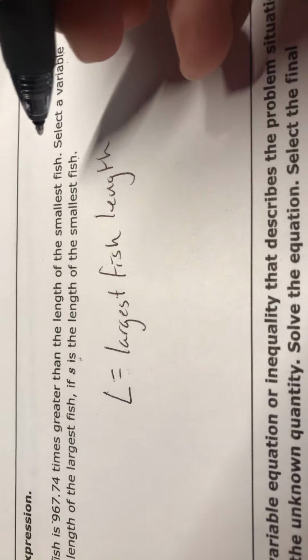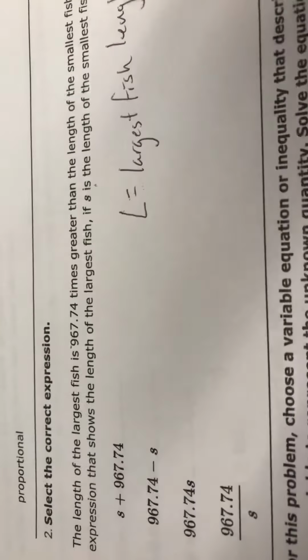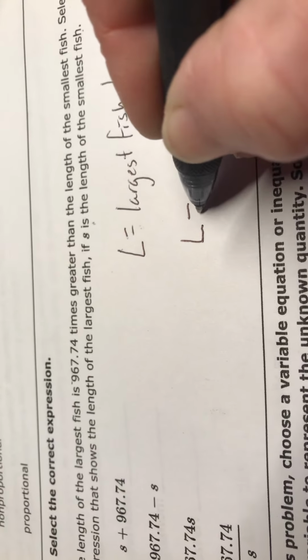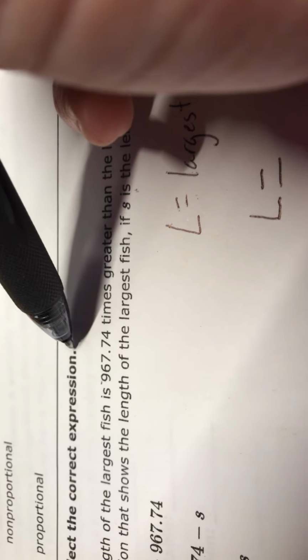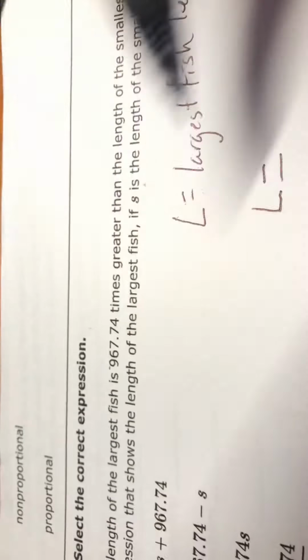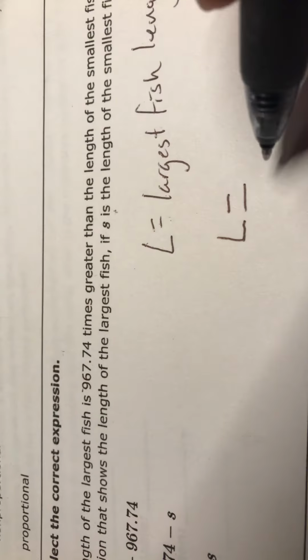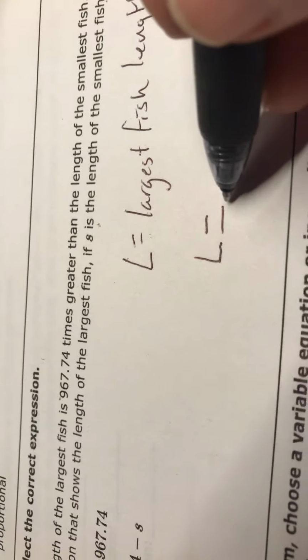Okay? So, that first phrase, the length of the largest fish is, right there tells you if we were to write an equation, it would be L equals. Now, then they say expression. So when they say expression, they usually mean everything after the equal sign, and we're just going to get rid of this for now. Okay? So we'll come back to that. So right now I'm going to write the equation because it applies to all the others.